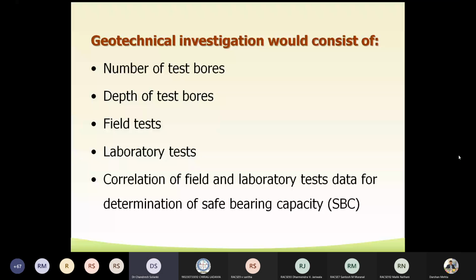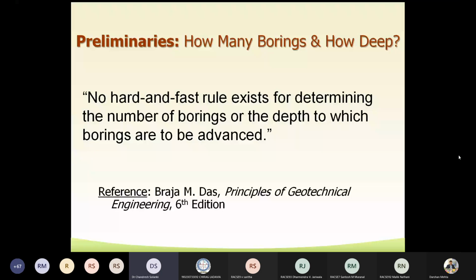Preliminaries: Braja M. Das in his textbook Principles of Geotechnical Engineering has mentioned how many borings and how deep you go. As per Braja Das's suggestion, no hard and fast rule exists for determining the number of borings or the depth to which the borings are to be advanced. This indicates that Braja Das says that it depends on the geotechnical consultant who is working at the site. Based on certain parameters, he or she may decide the number of borings or the depth of the borings. However, there is a need to take a critical decision on the number of borings as well as the depth of the borings.